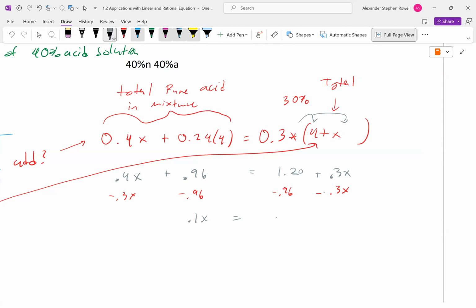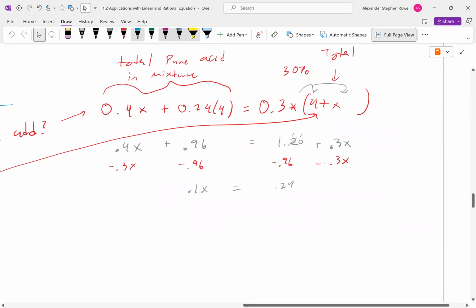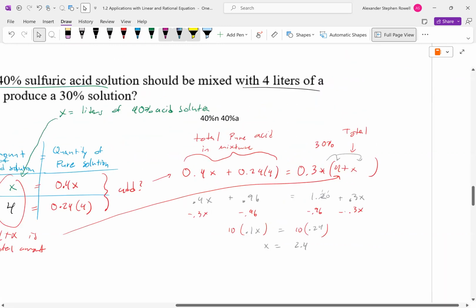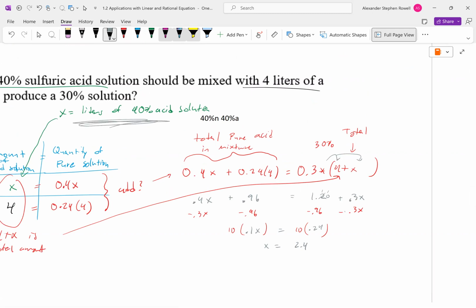Okay, so if we subtract that, let's borrow one. 0.24. And then the shortcut would be to do what? Close. Yes, very good. Times 10. And that gives us x is equal to 2.4. And we need to ask, is that what the question is asking for? And x was defined to be the liters of 40% solution. So 2.4 liters of 40% acid solution.